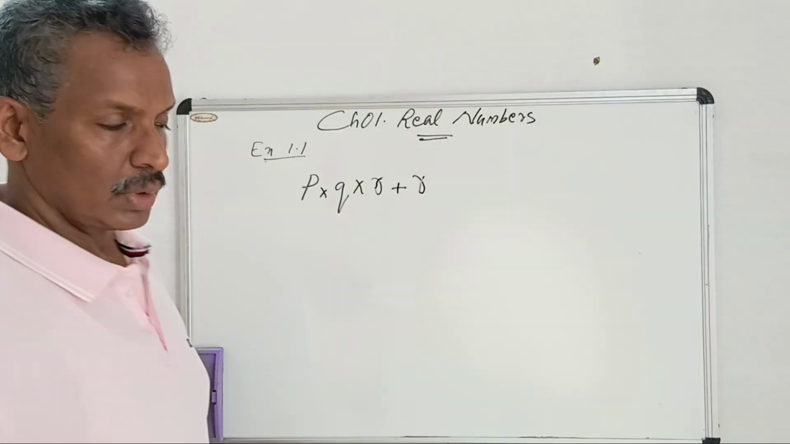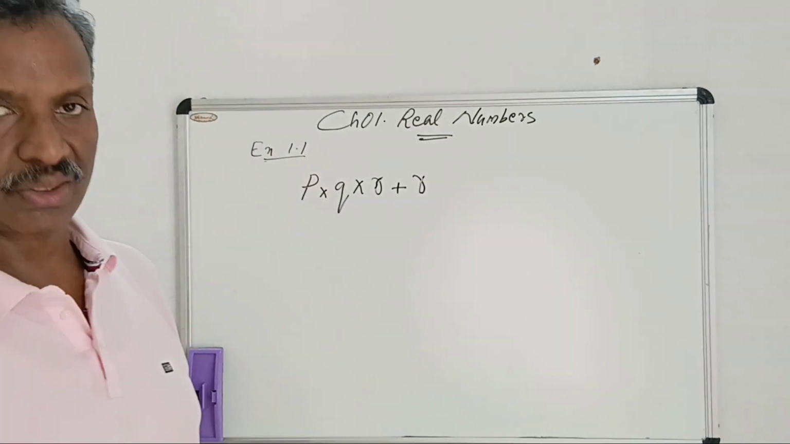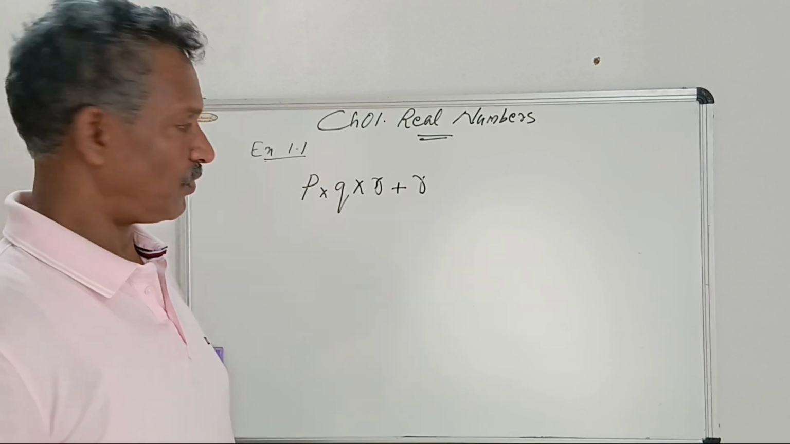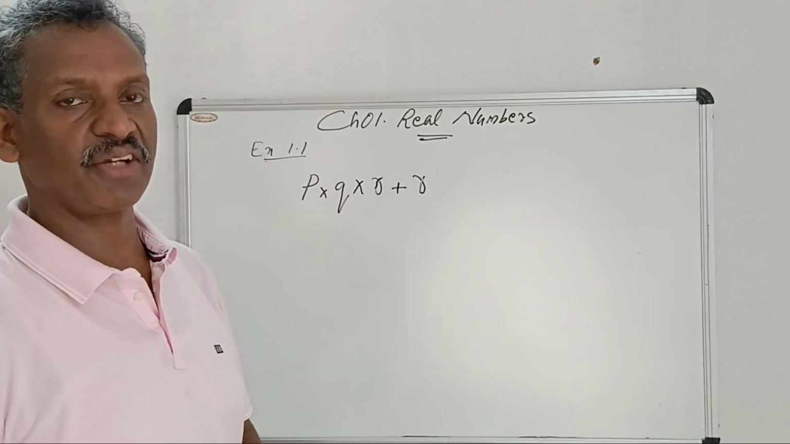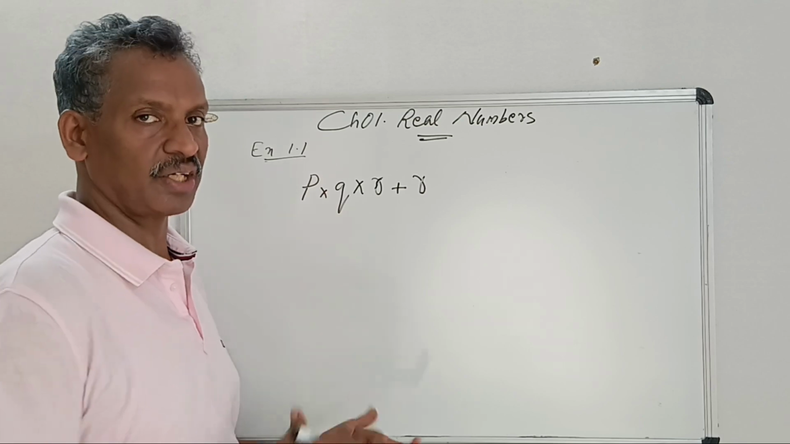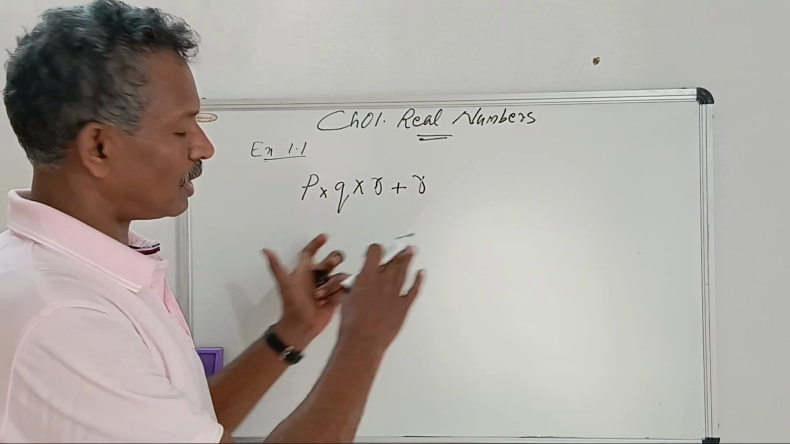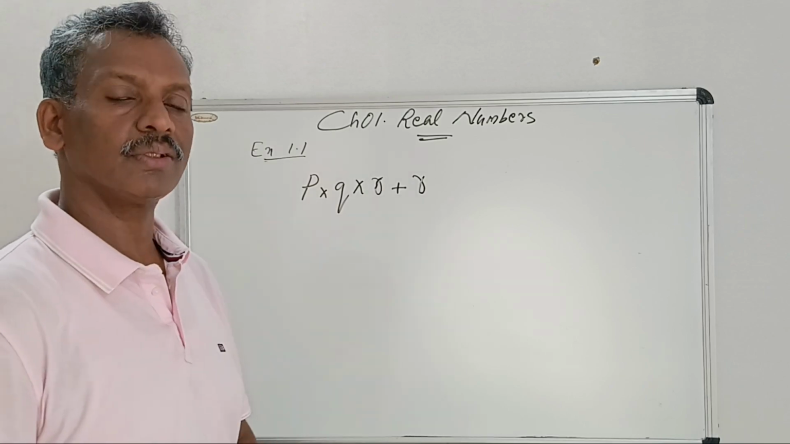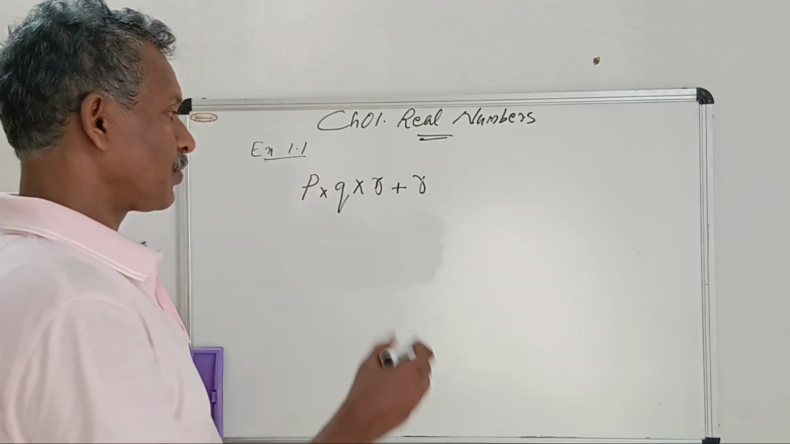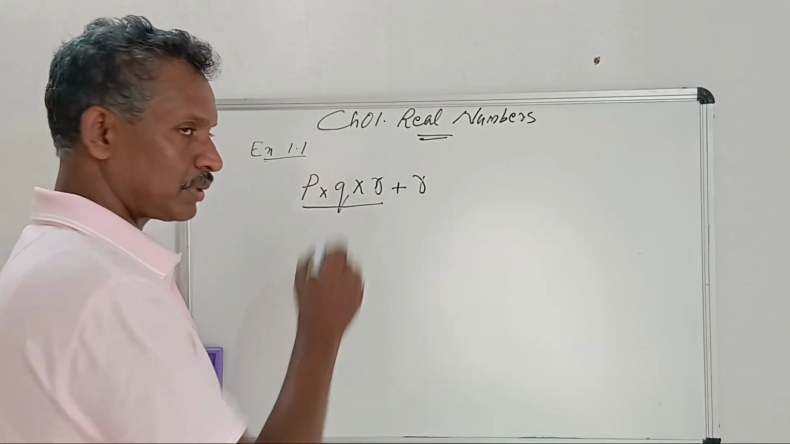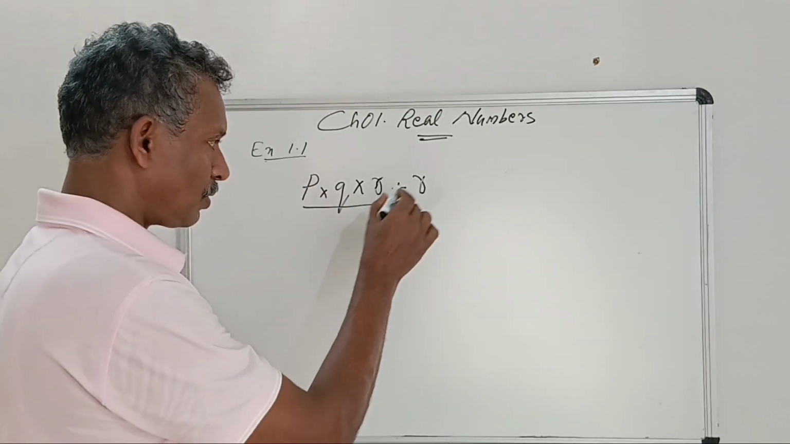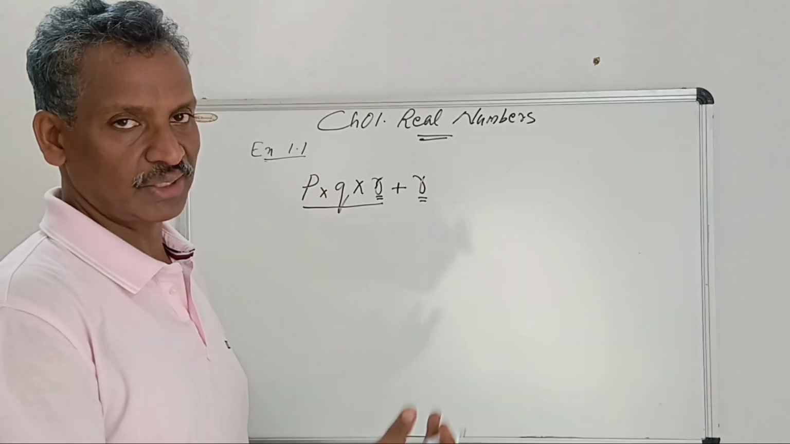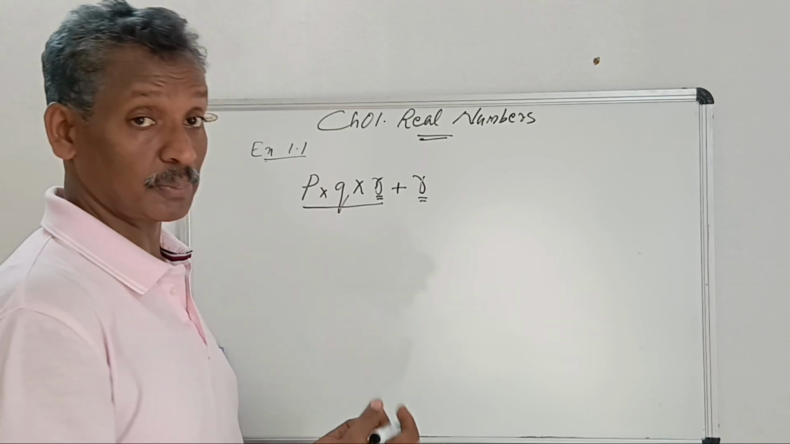Okay. This was a board exam question: P into Q into R plus R, where P, Q, R are different prime numbers. Then what about this result? The first part is to explain why this is composite. If the product of three prime numbers plus one of those prime numbers is taken, it will always be composite. You can explain it in two ways.